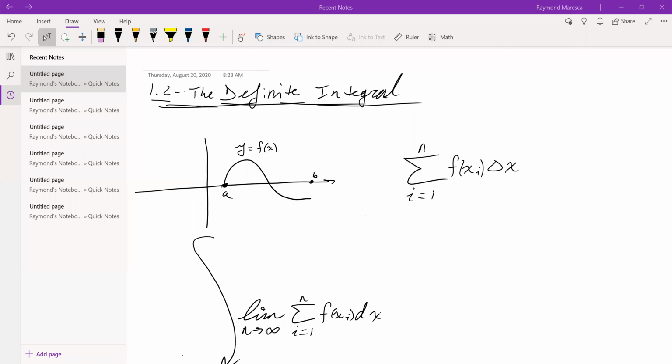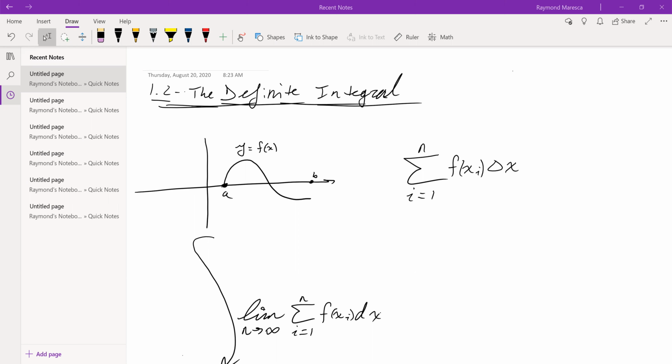Hi everyone. In this video, we're going to be talking about section 1.2, the definite integral. In the last section, when we were computing Riemann sums, we had the restriction that f was non-negative and continuous. Well, in this section, we're going to try to lift those restrictions on the function f.